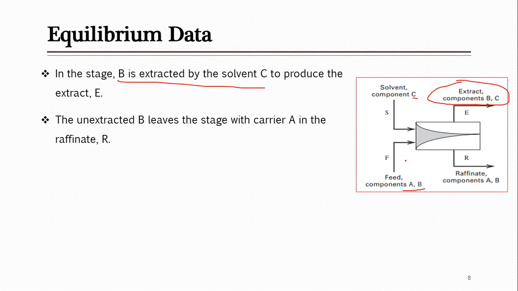Just recall from the last lecture, we said that we will need more than one stage, because 100% is not possible, but if you are looking for maximum removal of this component B from your feed, you want to completely remove it, definitely you will need more stages. Here we have one stage, so overall some part of B will be extracted and will go with this solvent as extract, while the other will remain part of the main carrier, and that will go to the raffinate side.